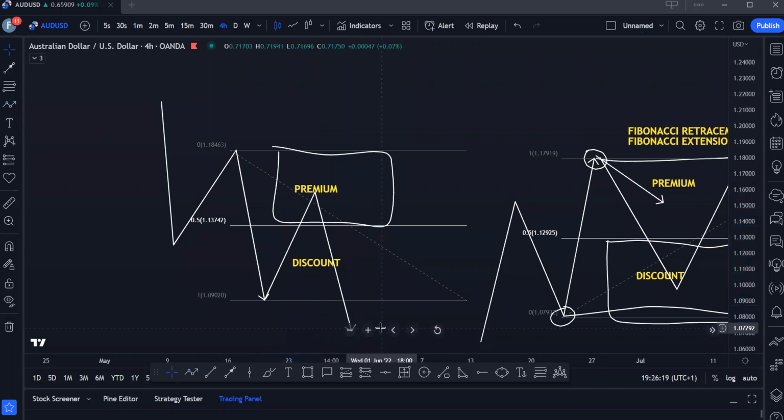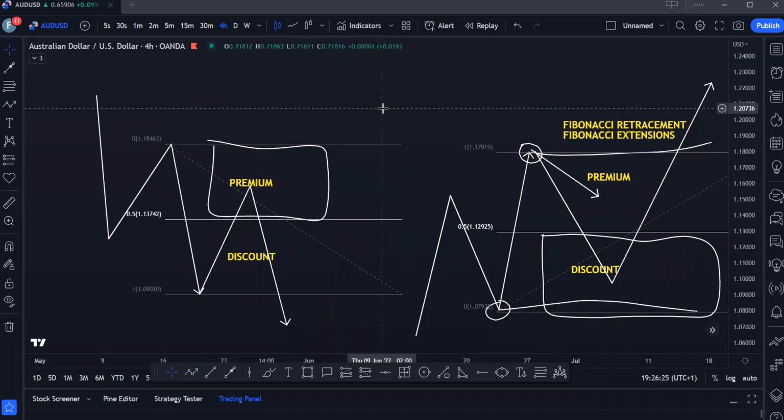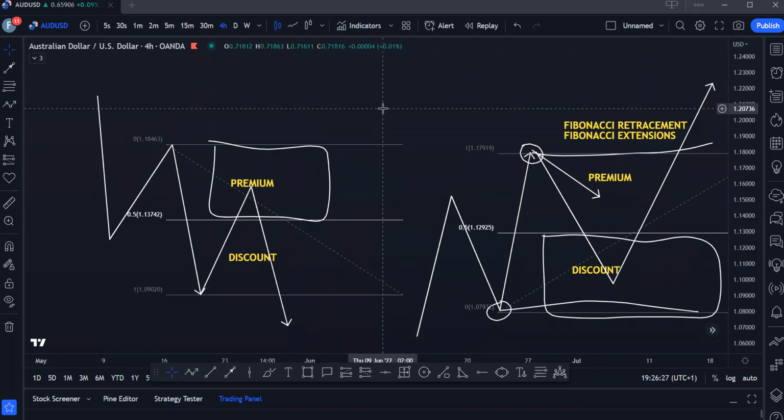Okay, so that is the concept of premium and discount. It just pretty much tells you the zones where you should be buying from and the zones you should be selling from. So we want to buy at discount and we want to sell at premium. Do we understand this concept, guys?